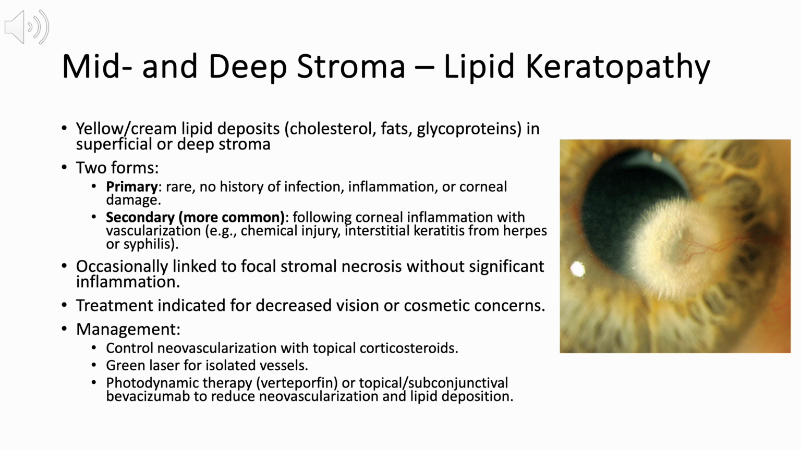There are two forms. The primary form is rare and occurs without any history of infection, inflammation, or corneal damage. The secondary form, which is more common, develops after corneal inflammation associated with vascularization. Examples include chemical injury or interstitial keratitis caused by herpes or syphilis. Occasionally, lipid keratopathy may be linked to focal stromal necrosis without significant inflammation.